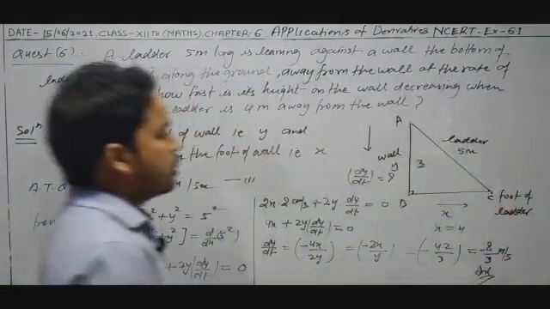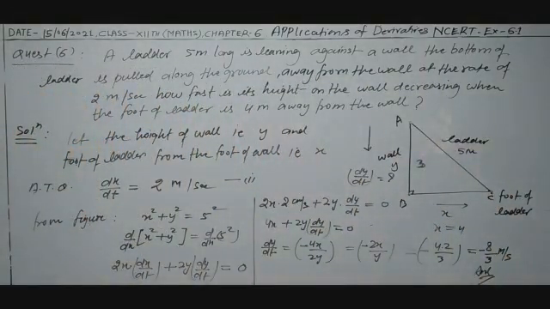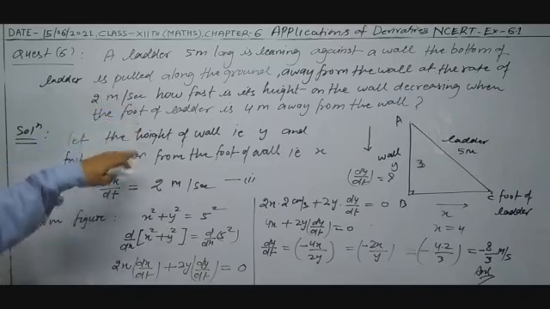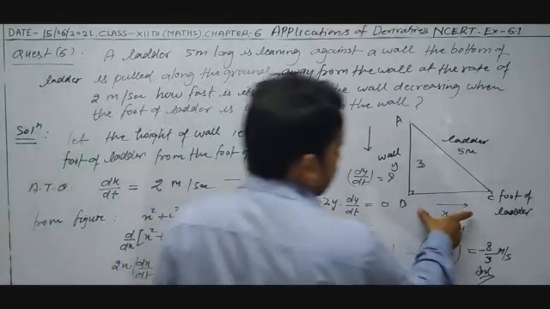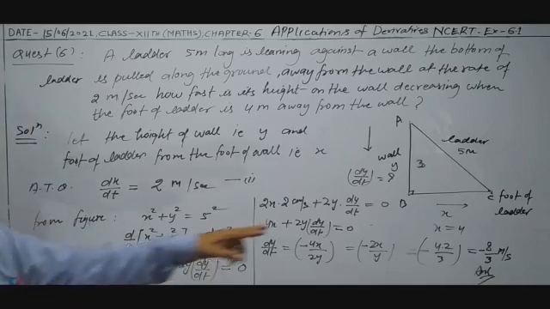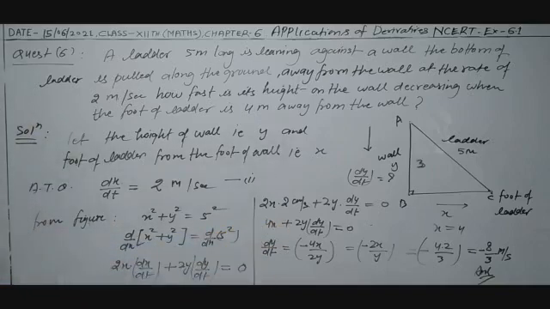Minus sign denotes its rate is decreasing, and this rate is increasing because this is positive. So minus 8 by 3 is the answer. Now come to question number 2 of the day. Question number 6 is already completed and answer is minus 8 by 3.